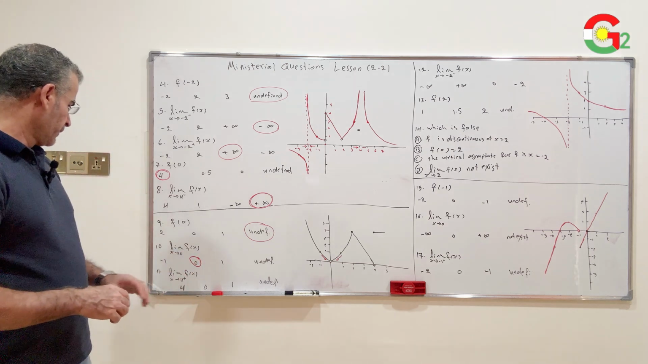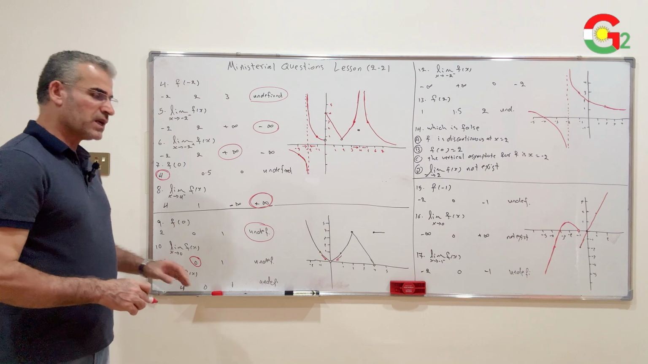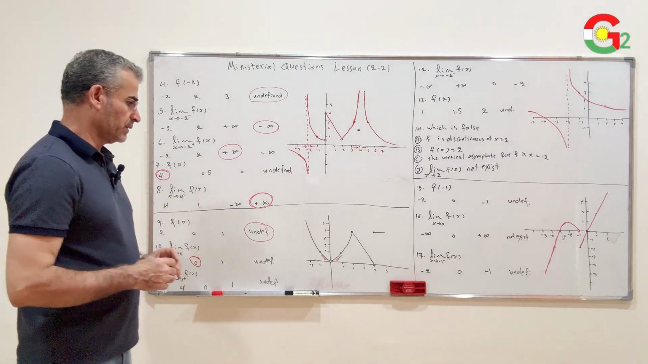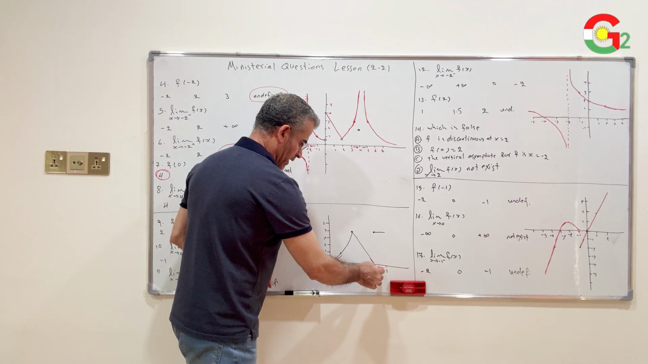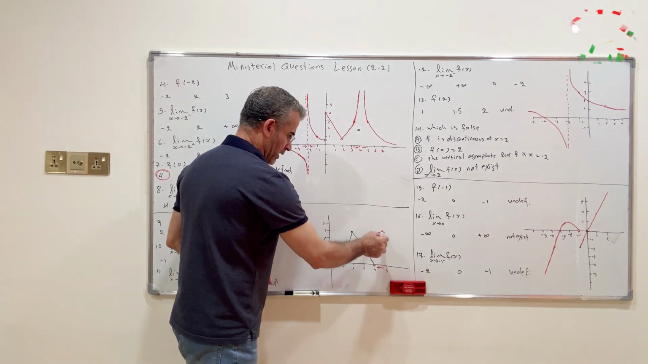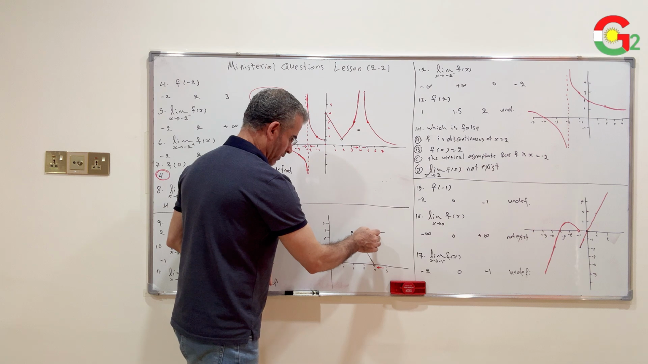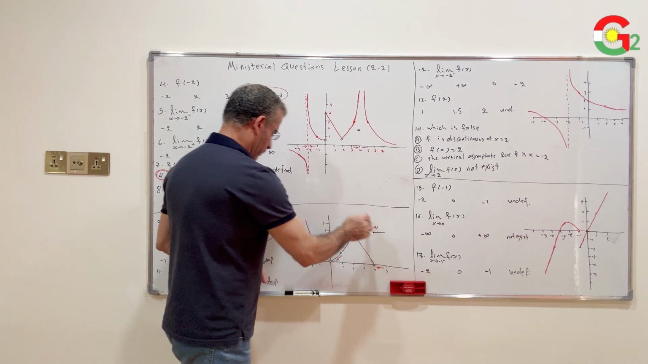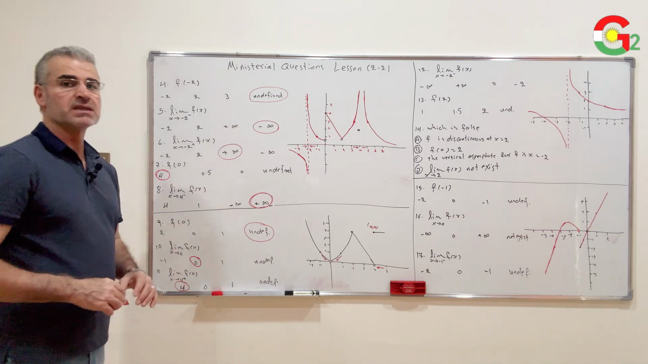Choice B. Number 11, limit for f of x when x approaches 4 from right. This is 4, this is the right of 4. When x approaches 4 from right, as you see, the function approaches 4, the y-coordinate of this point. Then the right choice is A.